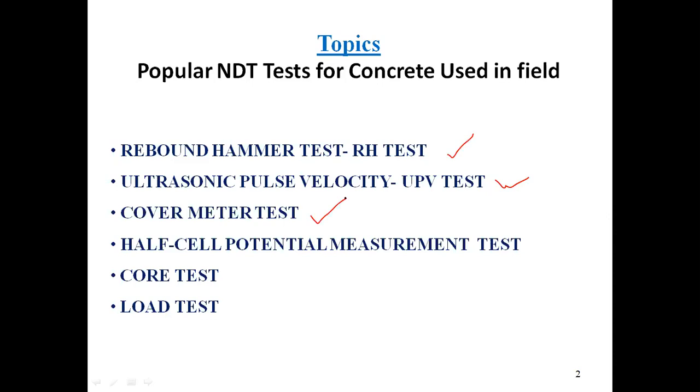Let me start with three more topics in this lecture: the half cell potential measurement test, the core test, and the load test. Let me start with the half cell potential meter test right away.